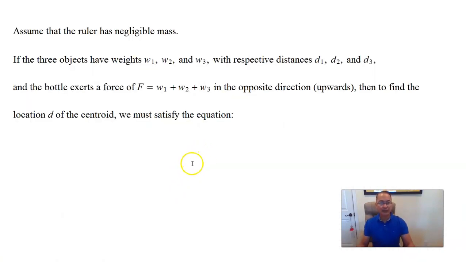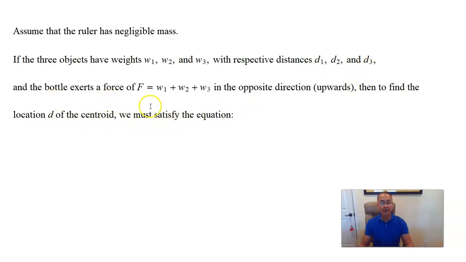All right, so now we can find the actual location of the centroid, and we'll do it in an abstract way because this is how we're going to do it for our problem of finding the center of gravity or centroid of an arbitrary plate. So the ruler has negligible mass. We can ignore it from our computations. We have three objects, different weights, W1, W2, and W3, different distances from our fulcrum. So let's call them D1, D2, and D3.